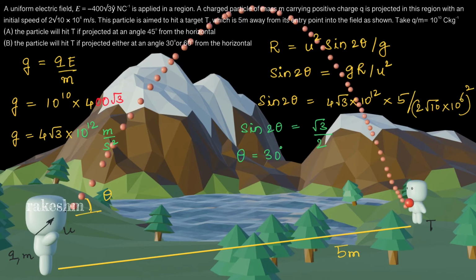We know that for complementary angles the range is the same. So if the range for theta equal to 30 degrees is 5 meter, then the range for alpha equal to 60 degrees will also be 5 meter. In the first option he has given angle of projection 45 degrees, so this is not correct. In the second option he has given either 30 or 60 degrees, so this B option is correct.